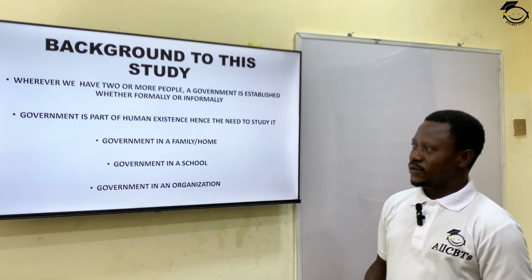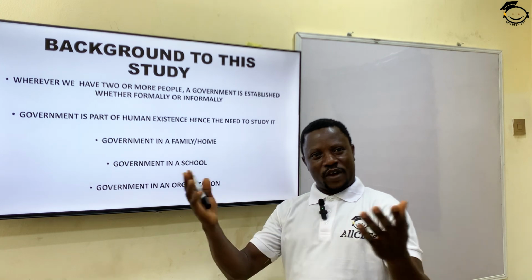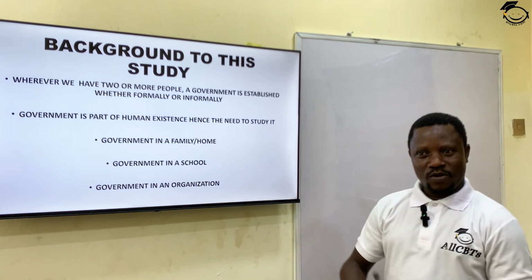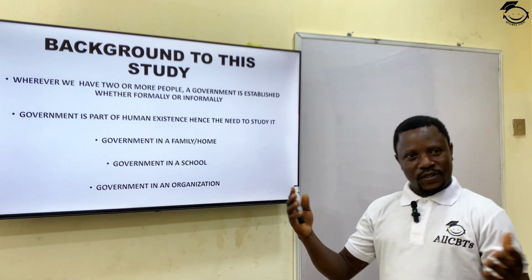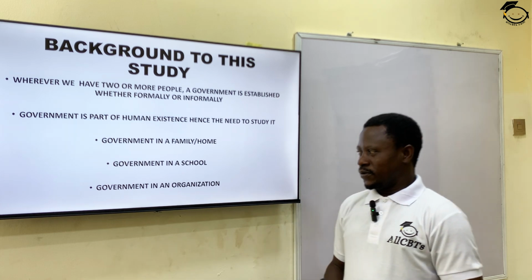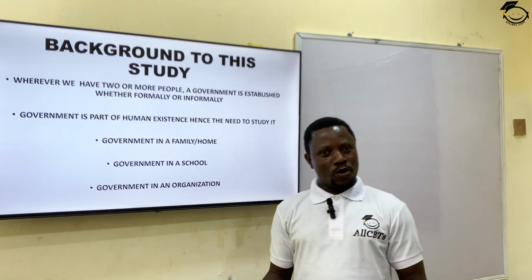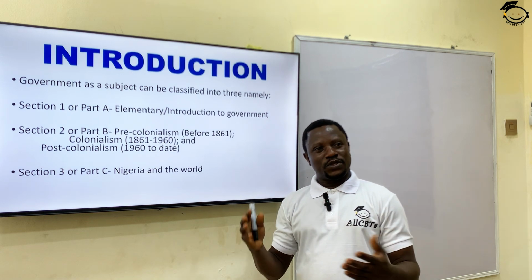For instance, we have government in a home, a family setting, where you have the father, the mother, the children, and whoever the relatives staying with them. There's a government at their home. In a school system, you have government, whatever the level of the school. In any organization, we equally have government. We'll move on. Now, introducing ourselves to this subject.